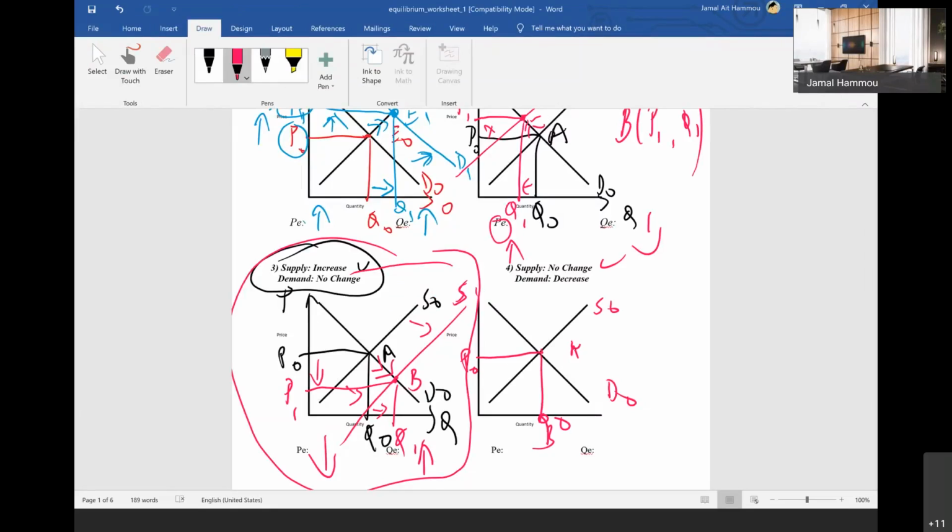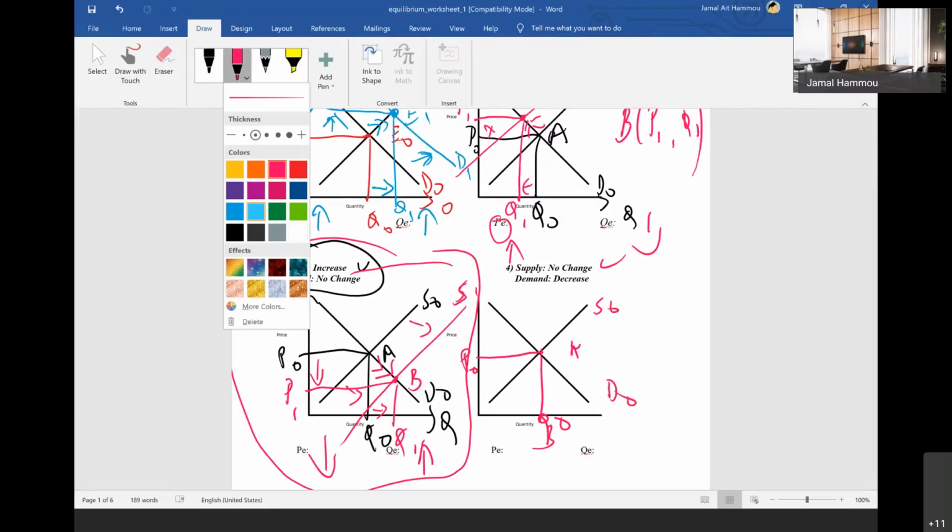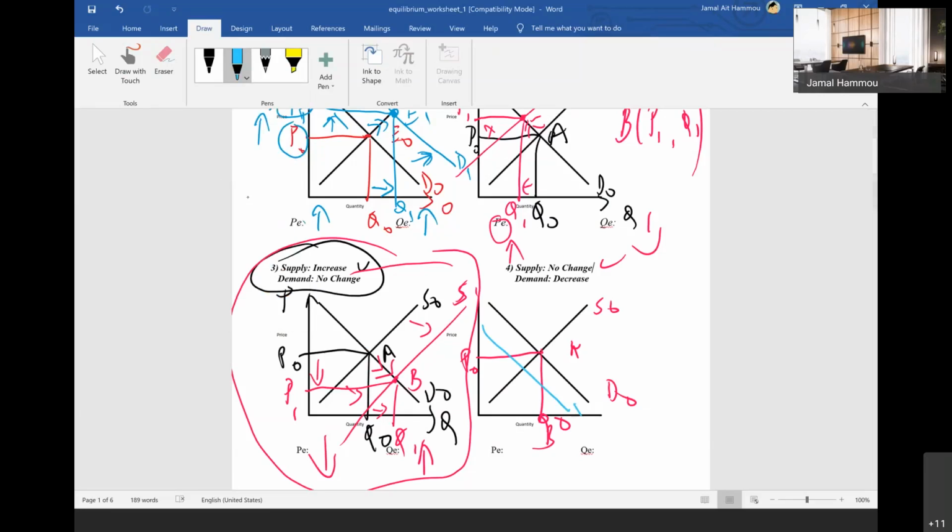Demand has to go to the left. I just put a different color. So it's better to use different colors so you can see what you're doing. So I put demand, it goes to the left. And I will have a new equilibrium right here. And P1, Q1, you can see the price went down and quantity goes down. So if there is no change in supply and decrease in demand, the equilibrium price will go down and equilibrium quantity will go down. Okay? So that's one change. One change is easy to do.